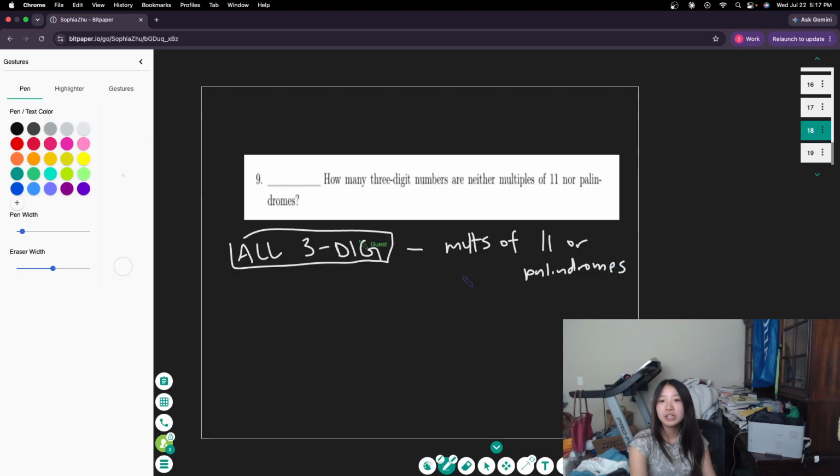So the first thing we want to do is find out how many multiples of 11 there are. And so we know that the first multiple of 11 that's 3 digits is 110, and the last is 990. So if I subtract this and divide by 11 and then add 1, we get 81. So that means there's 81 3-digit multiples of 11.